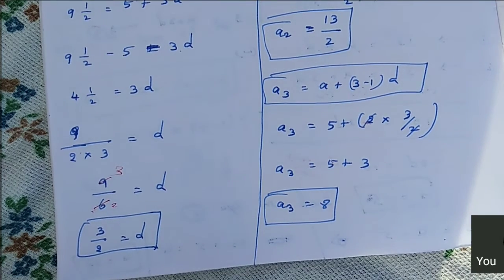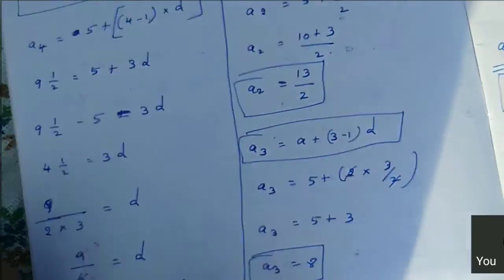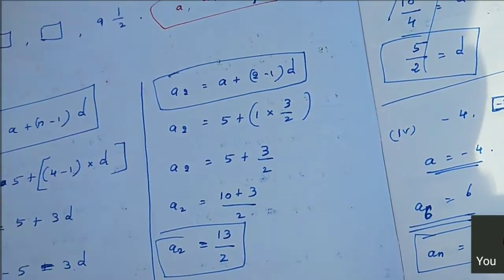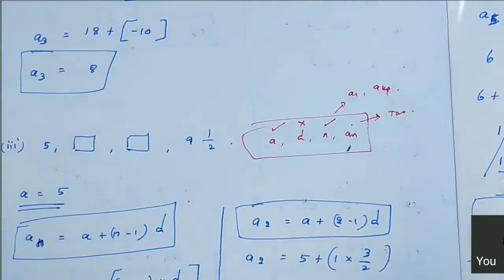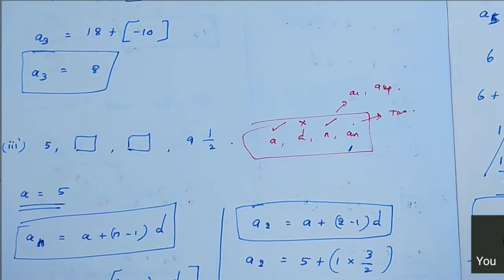So now we have the d value as well as the a value. We get the values a as well as d. Right, are you all clear?